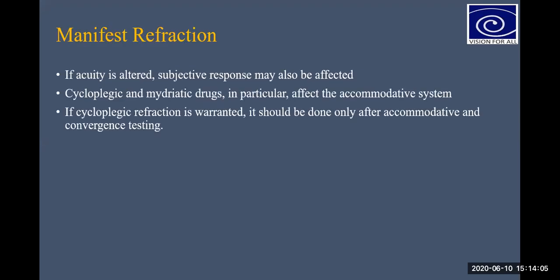So now coming to the manifest refraction. Any agent may potentially alter the visual acuity, as we all know. The same is true for the manifest refraction. If the visual acuity is altered, subjective response may also be affected. Cycloplegic and mydriatic drugs in particular affect the accommodative system. So any near point testing must be done before dilatation. If cycloplegic refraction is warranted, it should be done only after the accommodative and convergence testing.